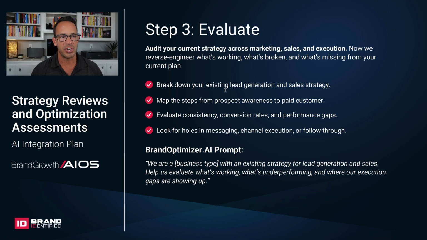Audit your current strategy across your marketing, sales, and execution departments. Now we reverse engineer what's working, what's broken, and what's missing from your current plan. So break down your existing lead generation and sales strategy, map the steps from prospect awareness to paid customer, evaluate consistency, conversion rates, and any performance gaps, and look for holes in your messaging, your channel execution, or your follow through. And then I've given you another BrandOptimizer.ai prompt to help you out here in step number 3.